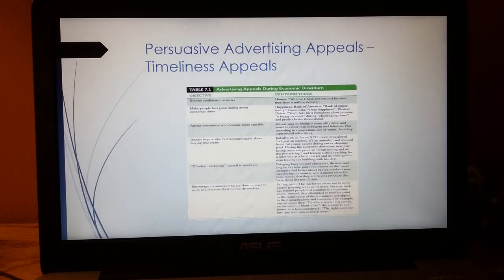Okay, so there is this whole idea of persuasive advertising appeals and timeliness appeals. The idea of timeliness appeals is if you want to restore some sort of confidence in a product, or if you want to make people feel good during a bad economic time, or it's this idea of time is of the essence. So you're trying to maybe encourage people to take advantage of something. The economy is bad, so eat at home and buy things at the grocery store, or do your own home repairs, that kind of thing.